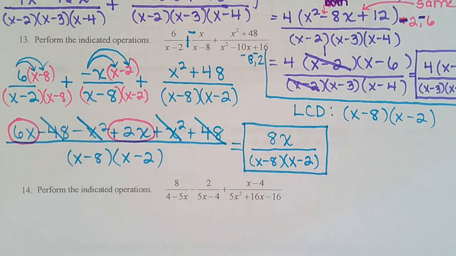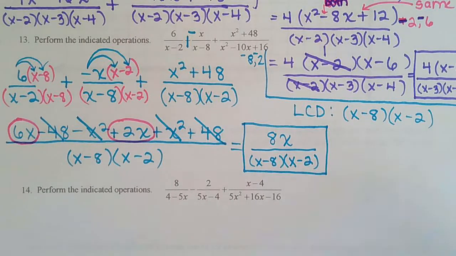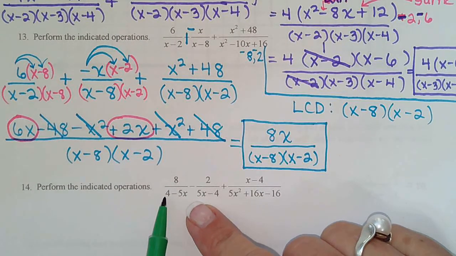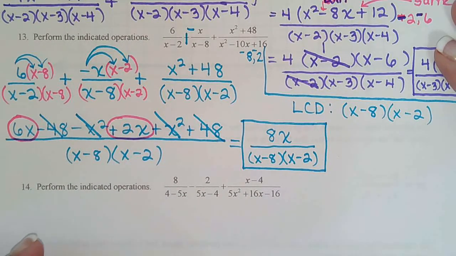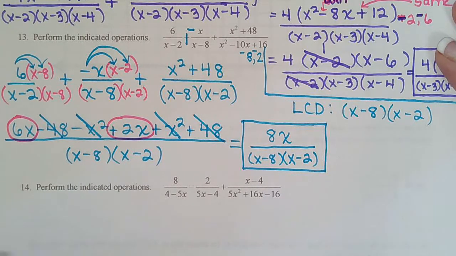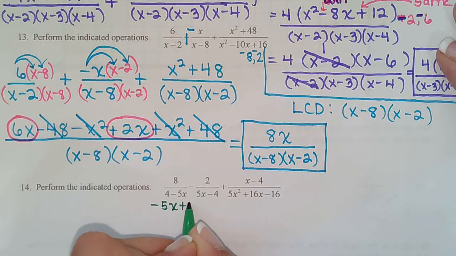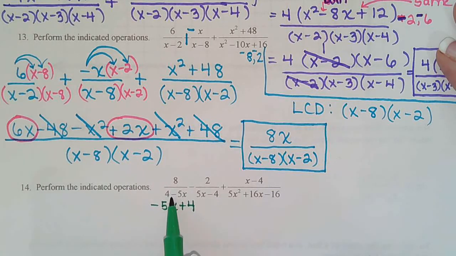Okay, so we're ready for our last one. This one gives students a little bit of a hard time, mostly because the negative 5x and 4 are in the wrong order. So not only are you finding a common denominator, you're taking a negative out and putting it in the right order and doing all that. So this is really negative 5x plus 4. Does everybody agree? Negative 5x, positive 4.